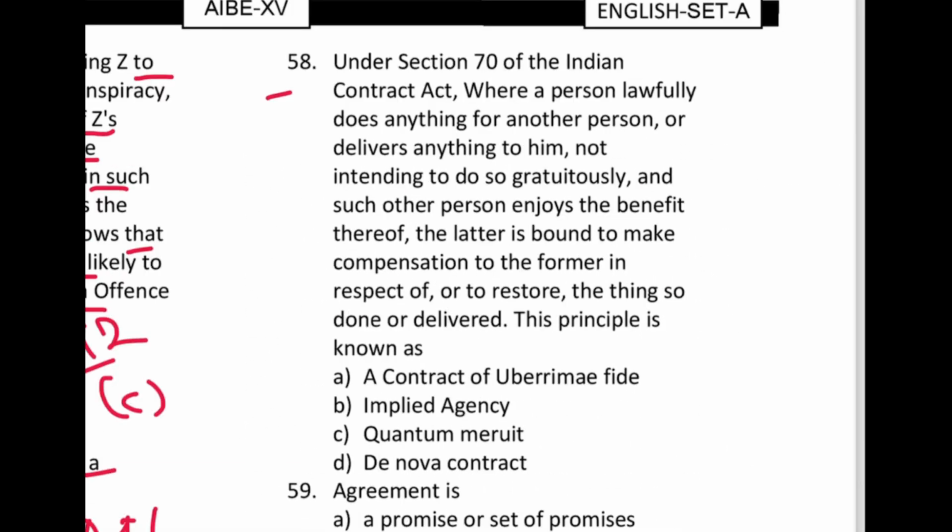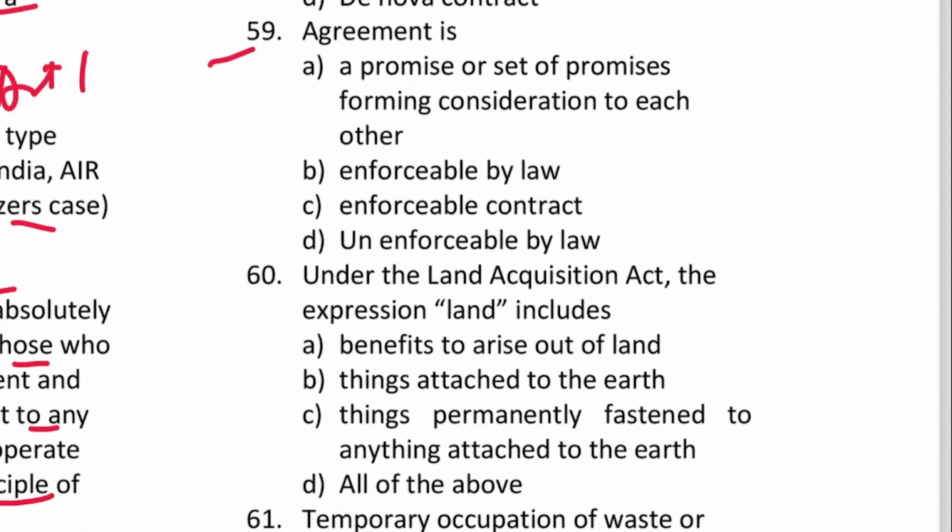Next 58. Under section 70 of the Indian Contract Act, where a person lawfully does anything for another person or delivers anything to him, not intending to do so gratuitously, and such other person enjoys the benefit thereof, the latter is bound to make compensation to the former in respect of or to restore the thing so done or delivered. The principle is known as quantum meruit. C is the answer. Next 59. Agreement is a promise or set of promises forming consideration for each other. A is the answer. Where the definition, section 2(e) of the Contract Act. यहाँ ये consideration 4 आना चाहिए, यहाँ 2 लिखा हुआ है, definition में 4 है.